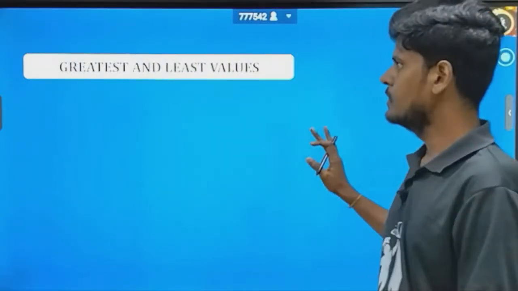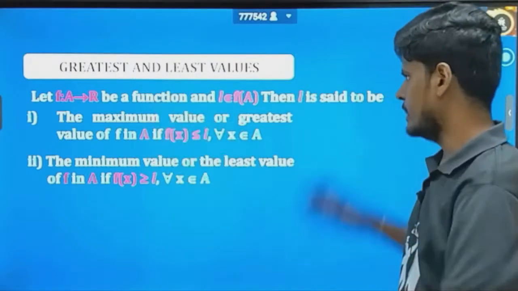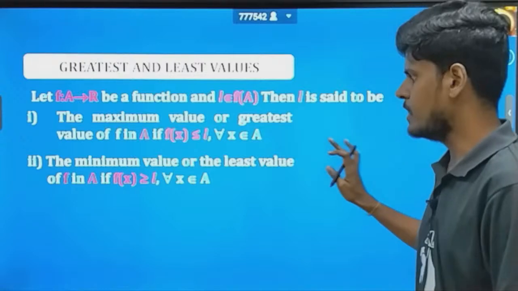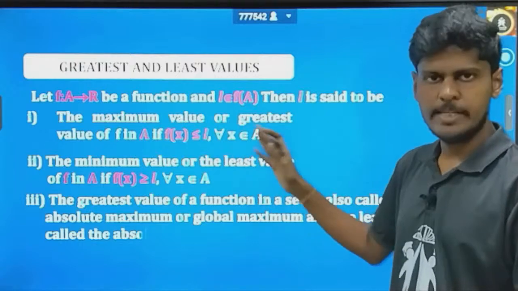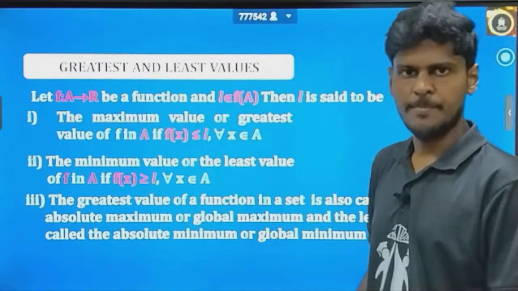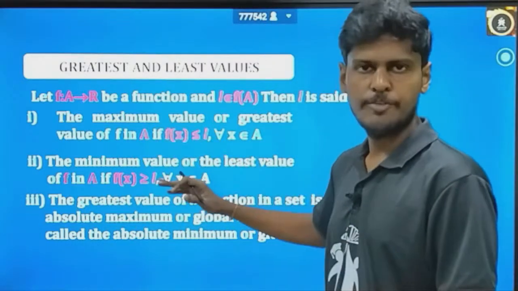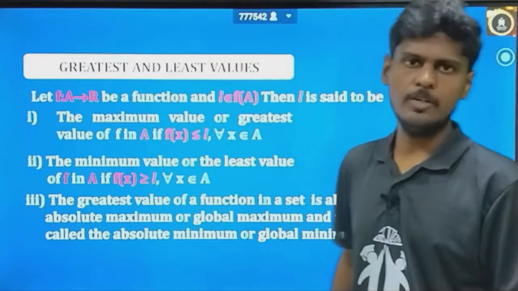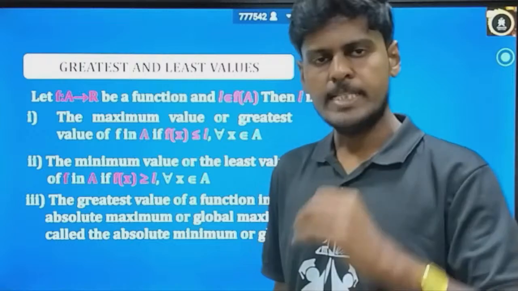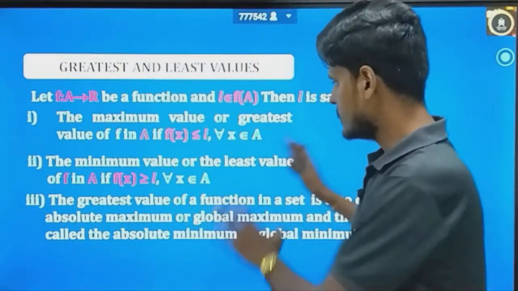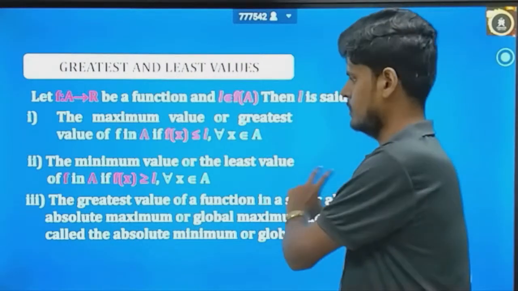So greatest and least values. What is the maximum? It is the maximum value among all the values, and minimum value is the minimum among all the values. Minimum or least value or global minimum, all are same. Greatest value or maximum value or absolute maximum, absolute minimum for minimum value. So all these terms denote same, global minimum and global maximum. Whenever there is a term global maximum, that is the greatest value in the interval, whatever is given in the question. Similarly, global minimum means the absolute minimum value of the function.